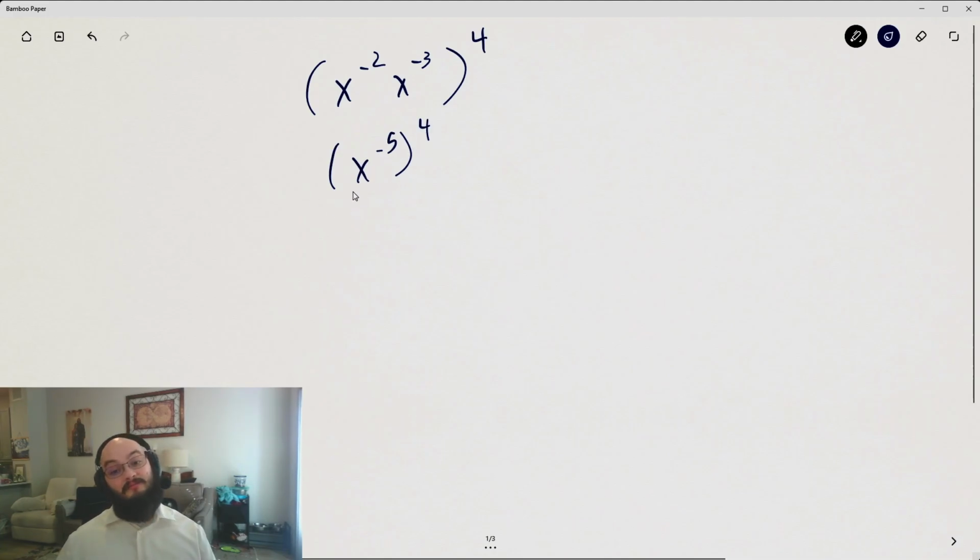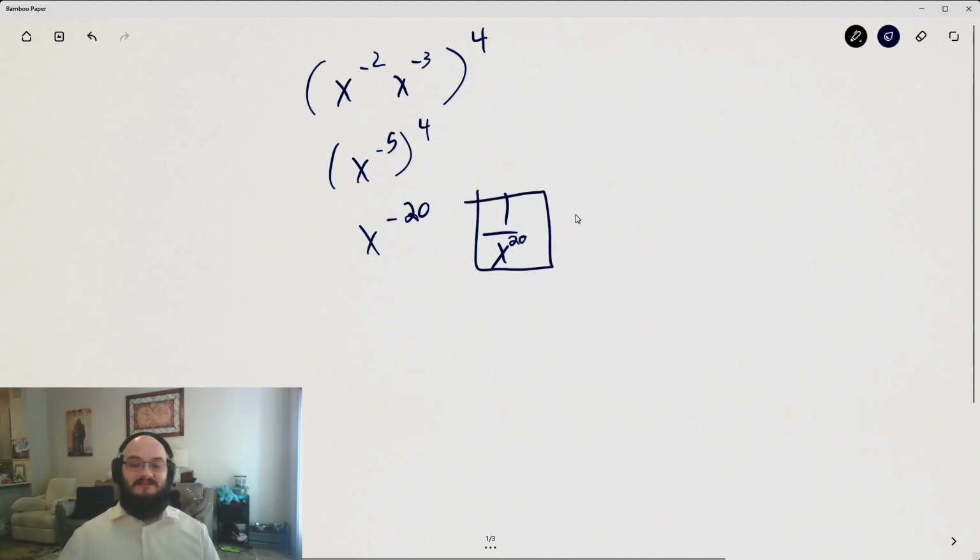Now we have something raised to a power, so we multiply these powers together. And we'll have x to the negative 20th power. And finally, we will take this and turn it into a positive exponent by taking the reciprocal of x, so 1 over x, and then making the power positive. And this is it. This is as simplified as it gets.